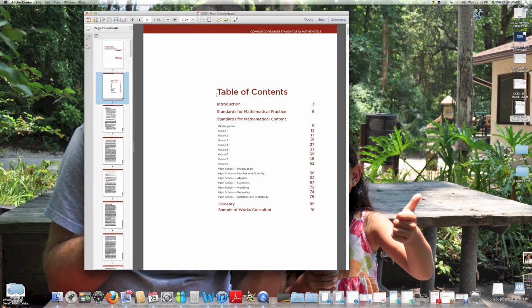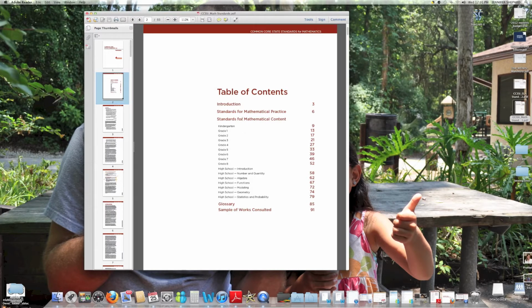The first thing we're going to see is the table of contents here. And there's actually two types of standards seen in the math standards. There's standards for mathematical practice, and these standards apply to every grade, kindergarten through 12th. And then there's the standards for mathematical content. And you can see that it is broken down by grade level, kindergarten through 8th grade. And then once it reaches high school, it's broken down into the different subjects. And of course, there's a glossary and a sample of works consulted at the end.